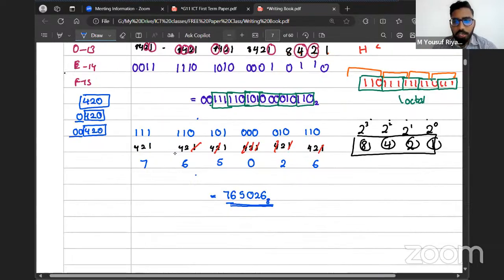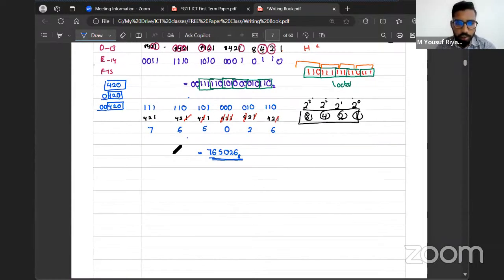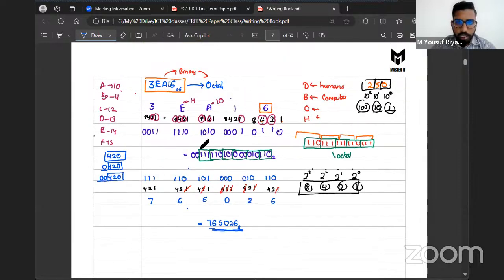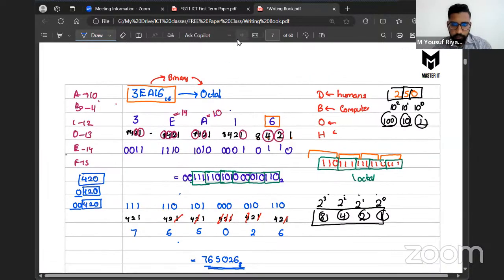Tell me first of all, are you clear? Did you get the whole idea? Look at the whole structure. Look at this whole thing and tell me, did you understand how I converted from this hexadecimal into octal? Are there any questions? Any questions, drop them in the chat. Let's see.